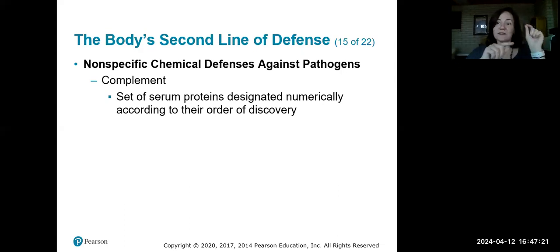But also individually, some of them have different jobs. Like some of them can act as opsonins. Remember, opsonin, all open mouth. It makes these microbes more attractive to the phagocytes. So it induces phagocytosis. Let's see. So we're not going to worry too much about the numbers on them.